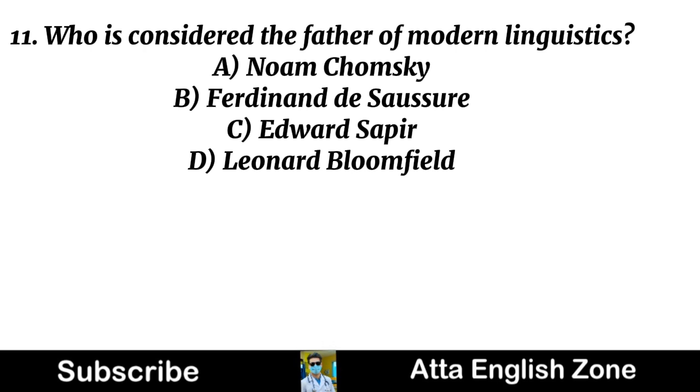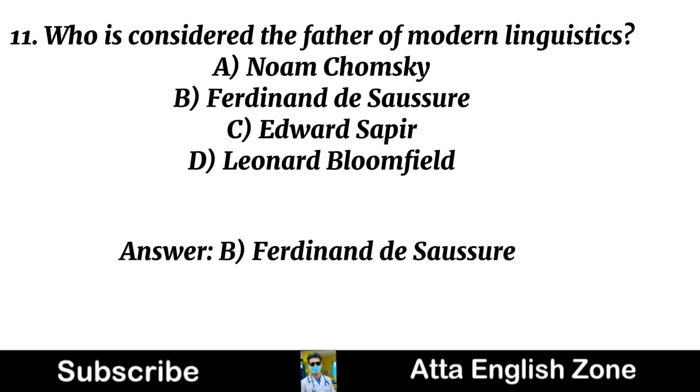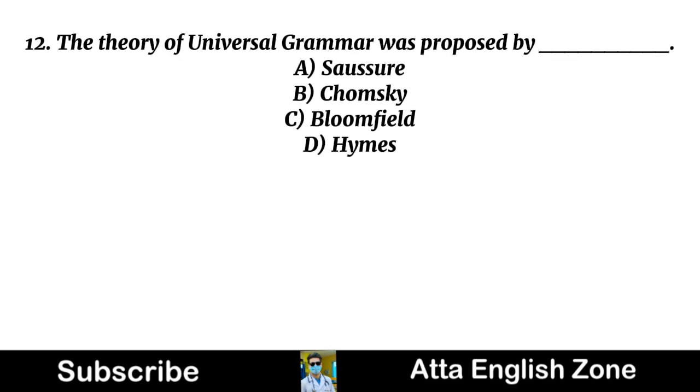Who is considered the father of modern linguistics? Noam Chomsky, Ferdinand de Saussure, Edward Sapir, Leonard Bloomfield. Answer B, Ferdinand de Saussure. The theory of universal grammar was proposed by Saussure, Chomsky, Bloomfield, James. Answer B, Chomsky.